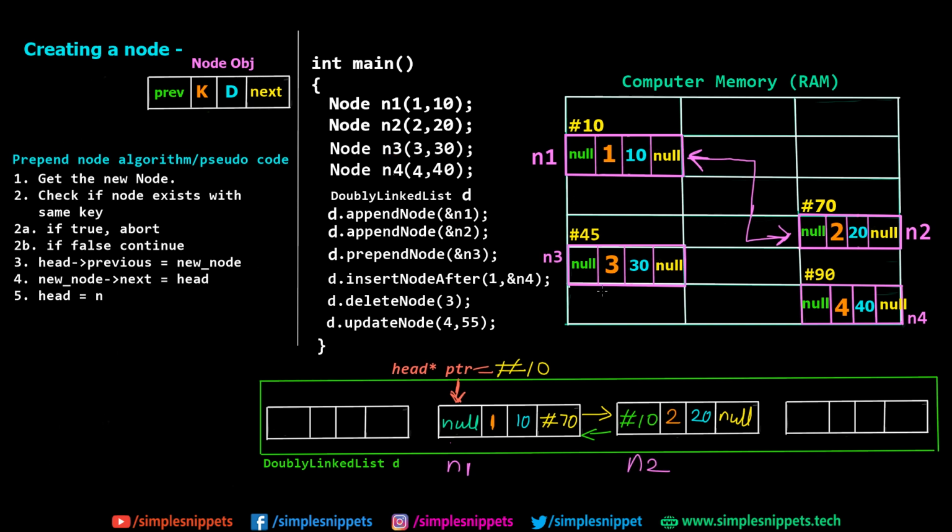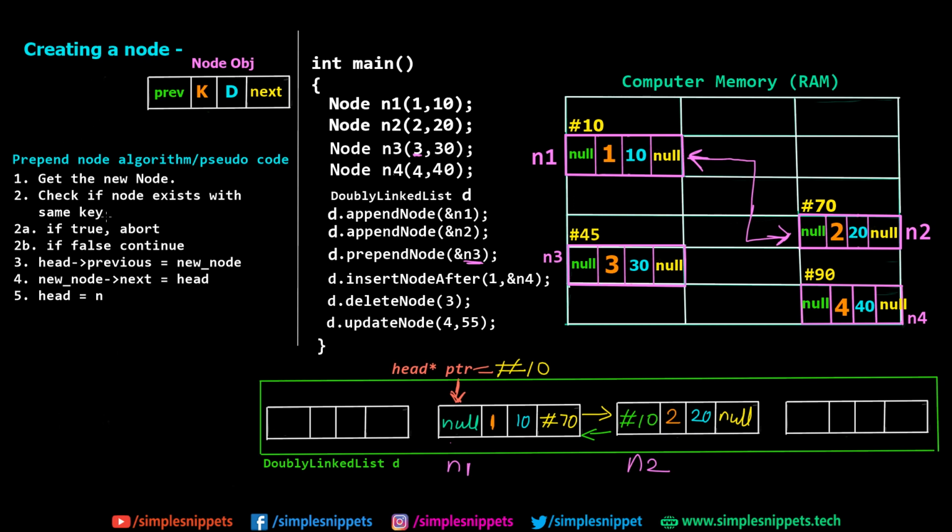Okay, so when it comes to prepend node, we know that the prepending happens at the start of the list. So the first thing we have to do is take the new node. The new node that is supposed to be prepended is n3. We have to check if the node exists with its key. So we know that the unique key of n3 is 3, and in the entire doubly linked list comprising n1 and n2 for now, we don't have a key whose value is 3, which means that this is unique. So this is allowed, right?